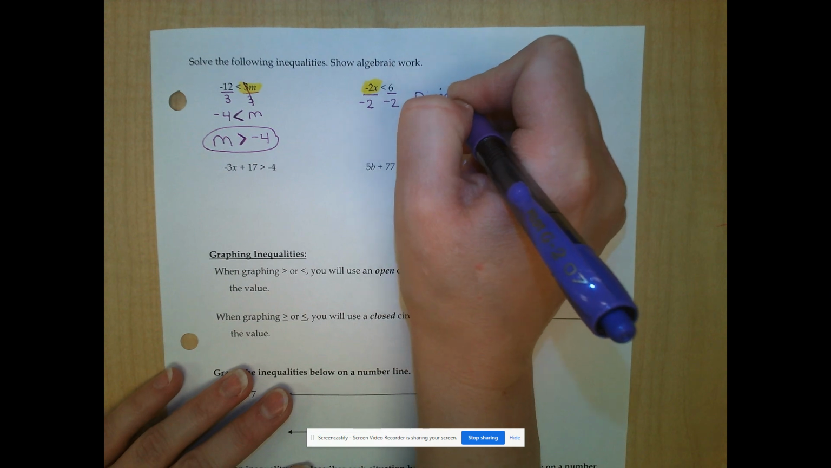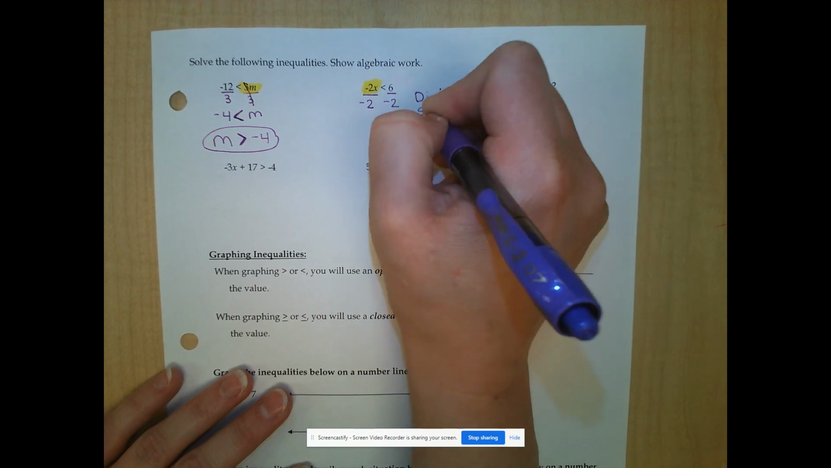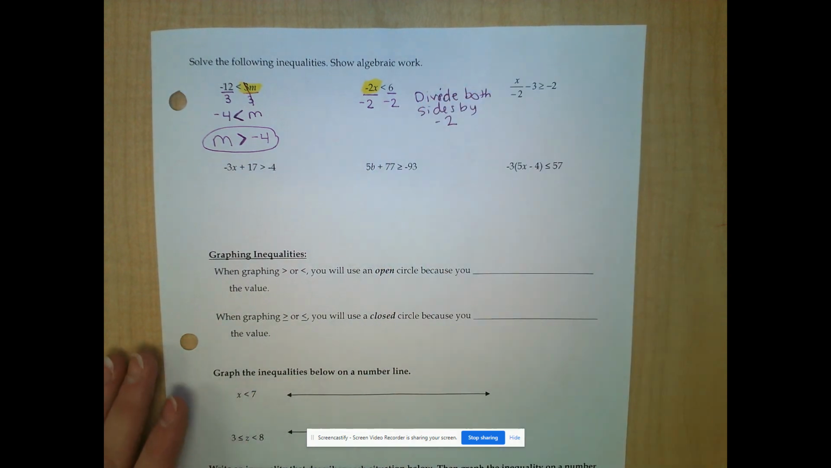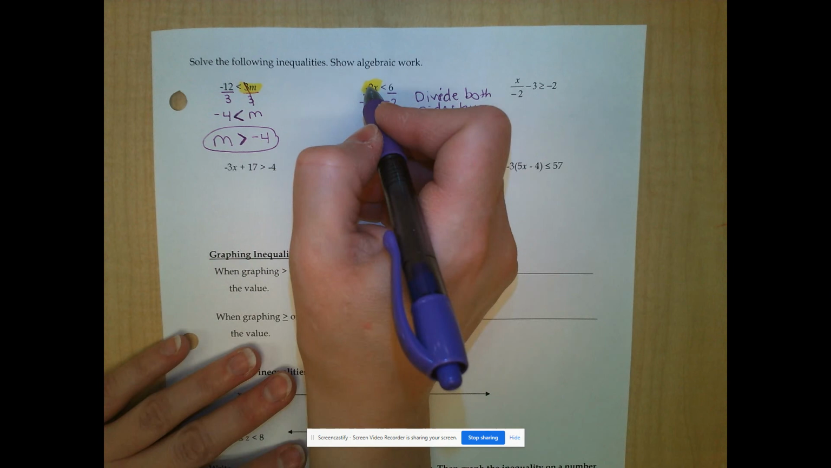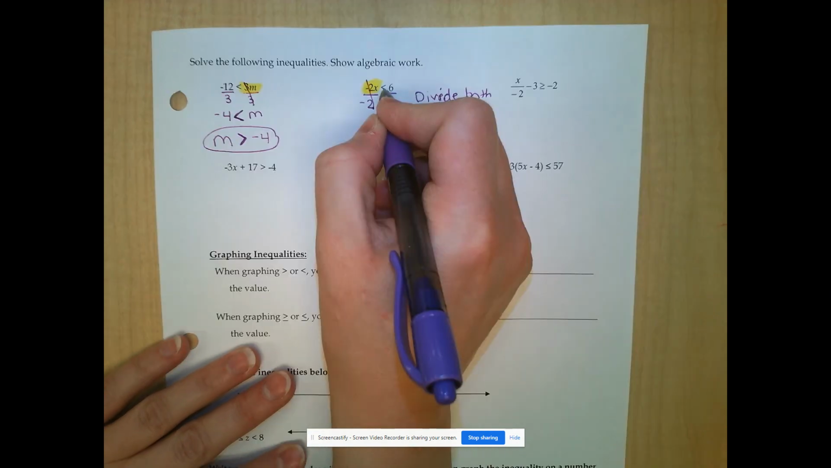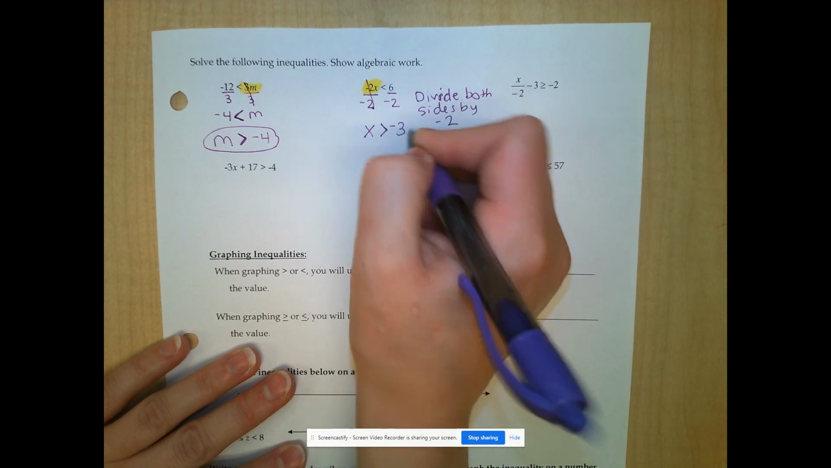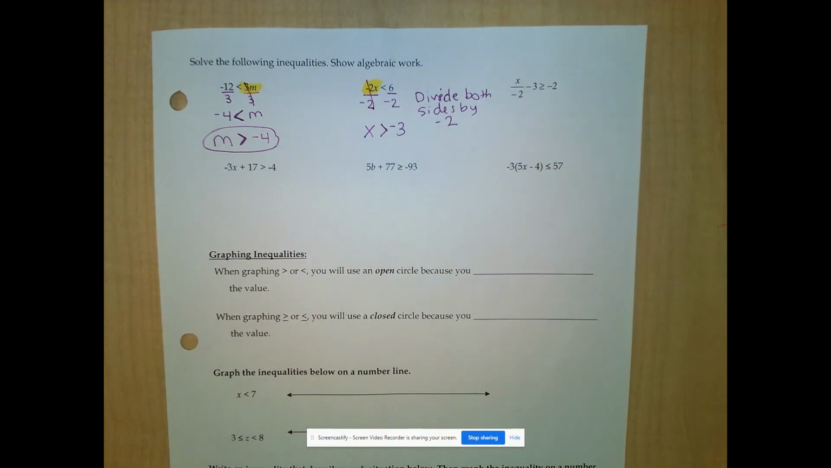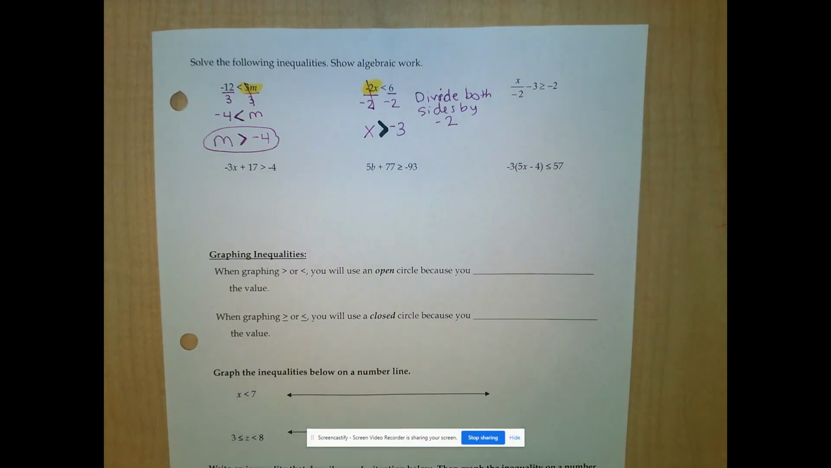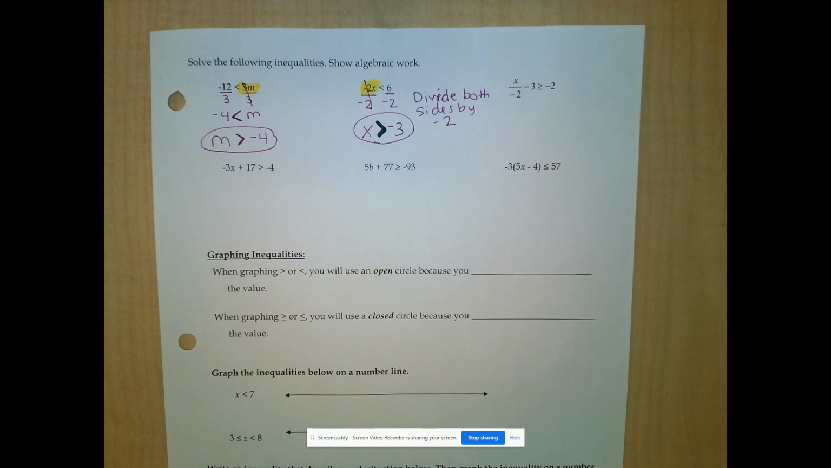Divide both sides by -2. So because I did that, when I write my answer, -2 divided by -2 cancels, and I have an x, I need to flip that less than to a greater than, and then 6 divided by -2 is -3. So the big thing here, because I divided both sides by a negative, I had to flip the inequality in order for it to be still a true statement.